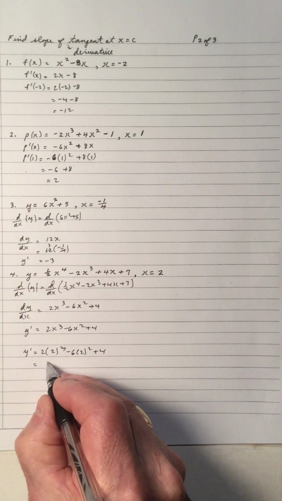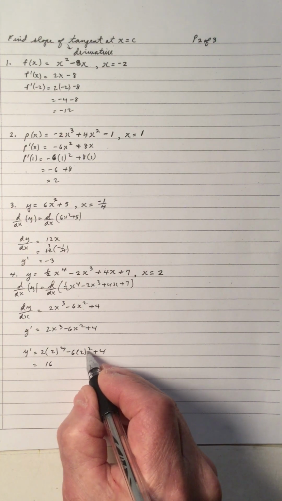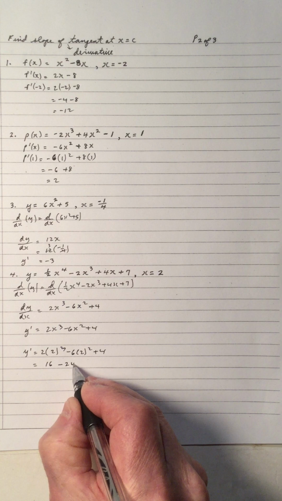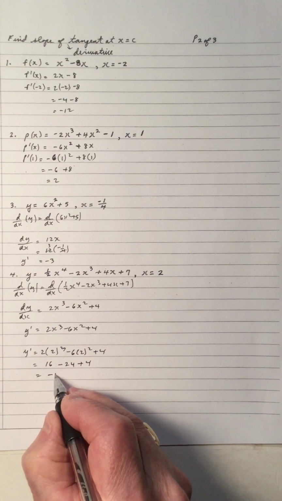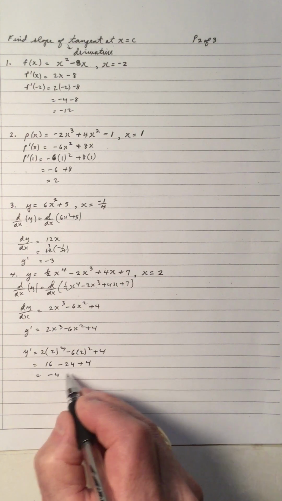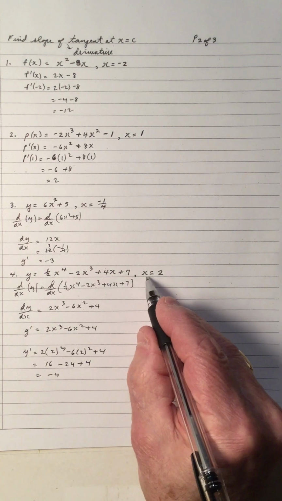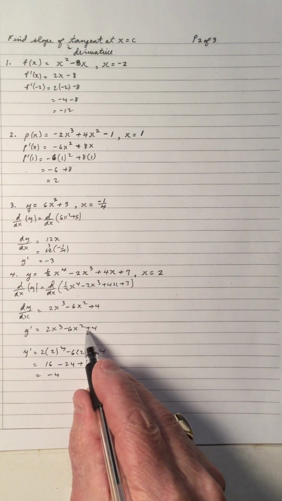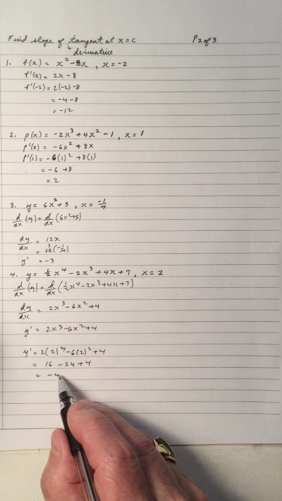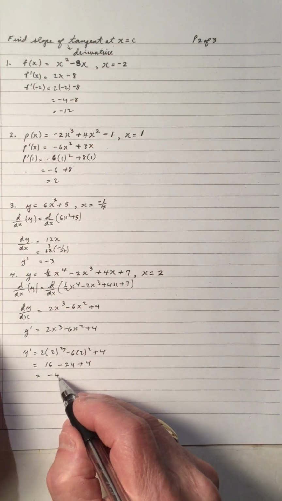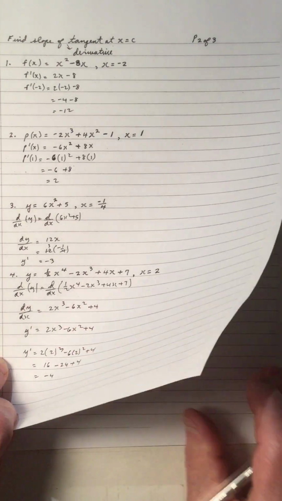So 2 cubed is 8, 16. We do the powers first. So it's 4 times 6 is 24. So that's negative 4. Negative 8 plus 4 is negative 4. So the derivative of the tangent at x equals 2. So we find the derivative, we put the 2 in, and we get the derivative. Derivative is the slope of the tangent. So the slope of the tangent is negative 4 when x is 2 on this function.